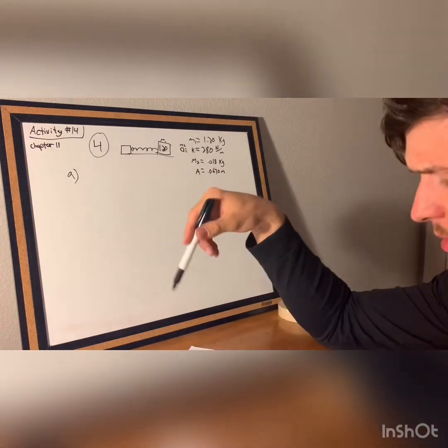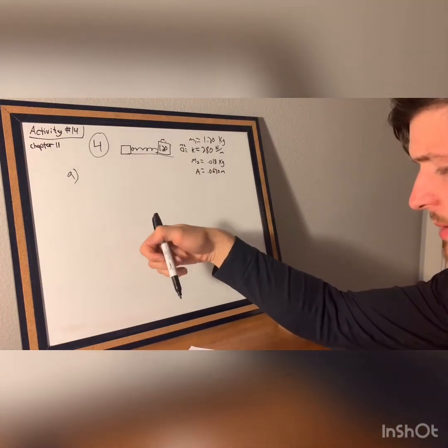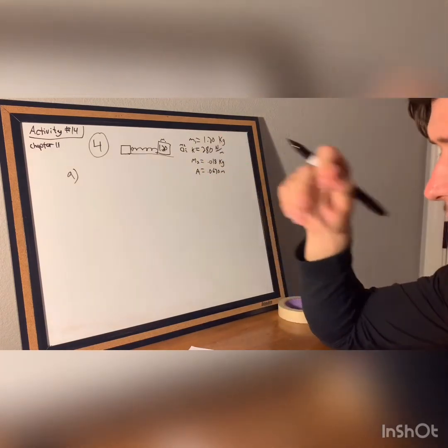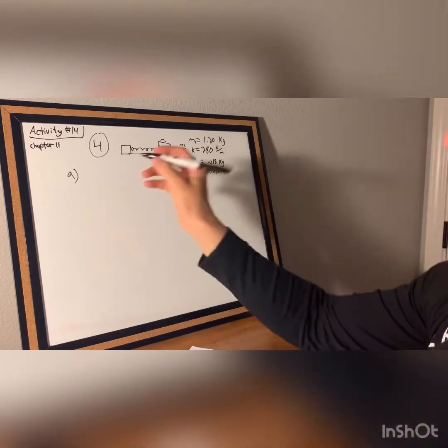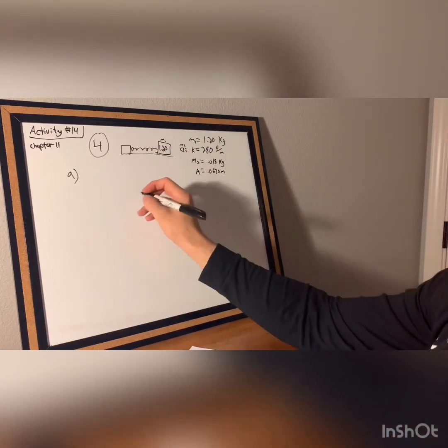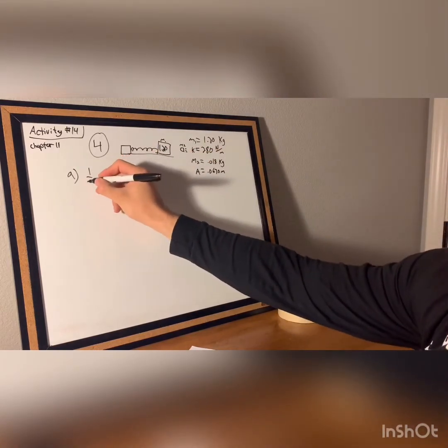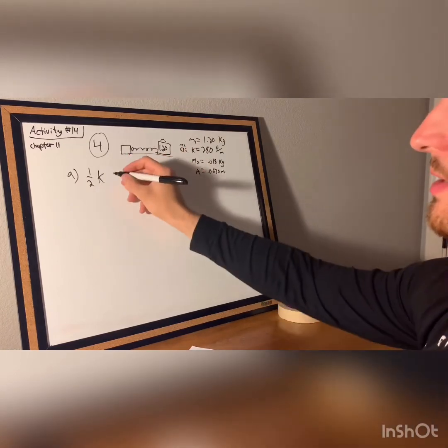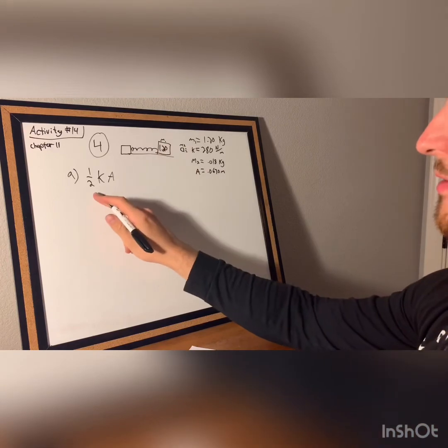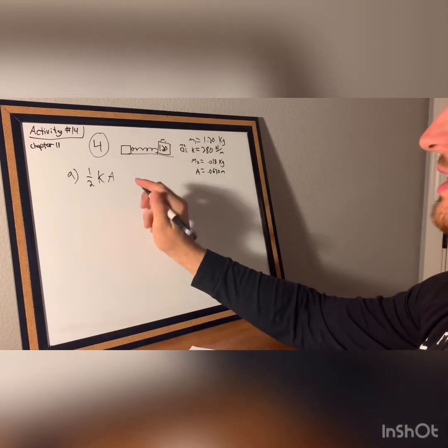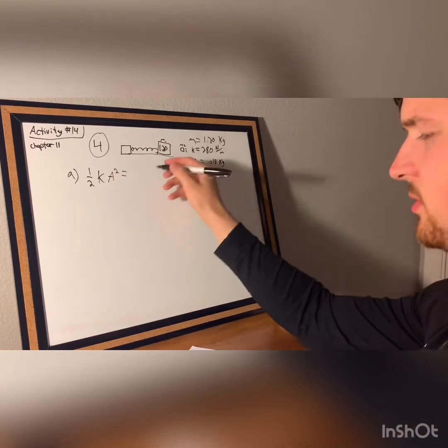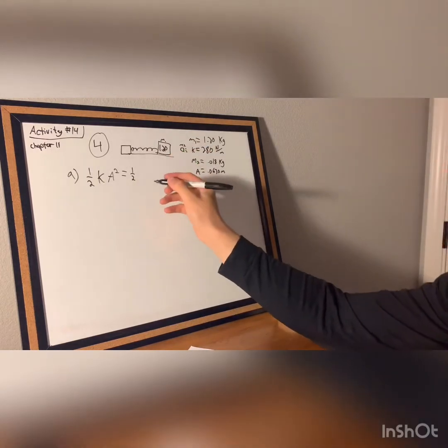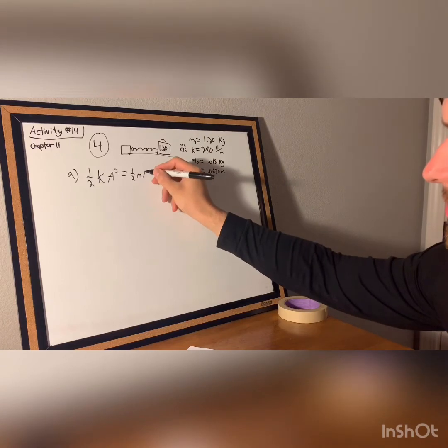For part A, what was the speed of the combined block plus the bullet immediately after the collision? The way I figured this one out was I just used energy conservation, and this is another equation that we should be given on the back of our exams and the keys. So it's 1/2 times the spring constant times the amplitude squared equals the kinetic energy plus the elastic energy.